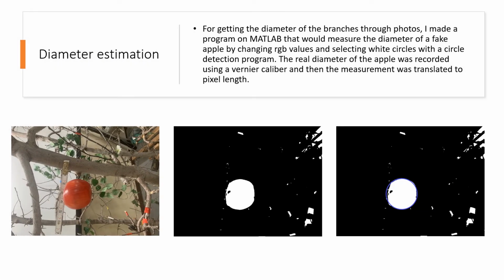The second step is diameter estimation. In order to do this, I made a program in MATLAB that would measure the diameter of a fake apple by changing RGB values and selecting white circles with the circle detection program. The real diameter of the apple was recorded using a vernier caliper, and then the measurement was translated into pixel length. As you can see, the first photo is normal. The second is after changing the RGB values so that blue and green values were subtracted, and then it was changed into black and white. And then the third picture is after using the circle detection program.